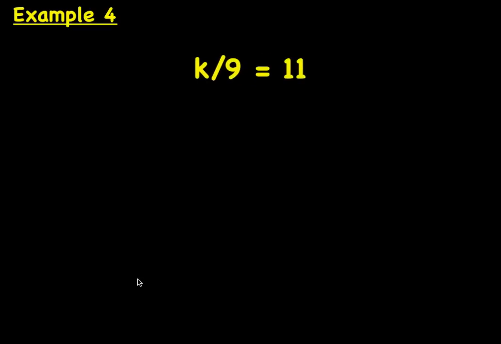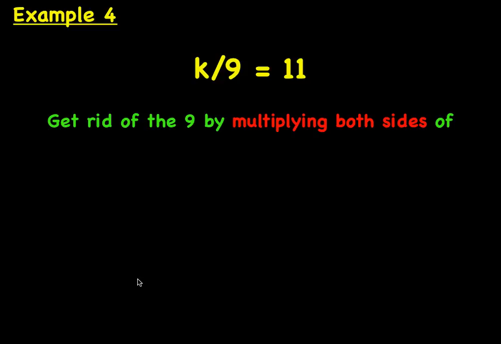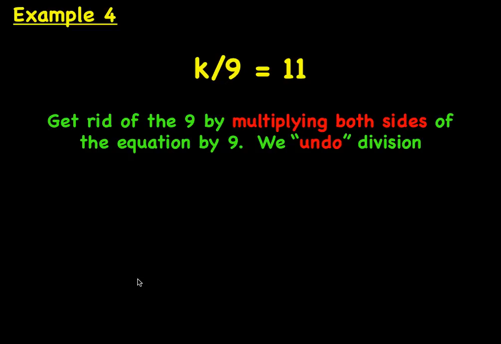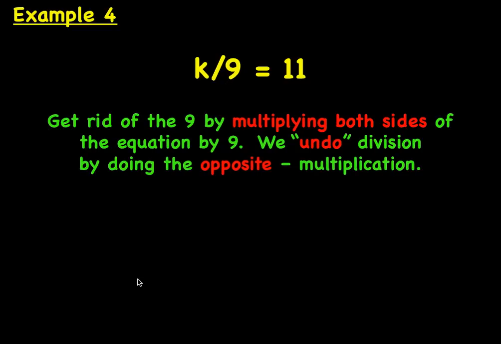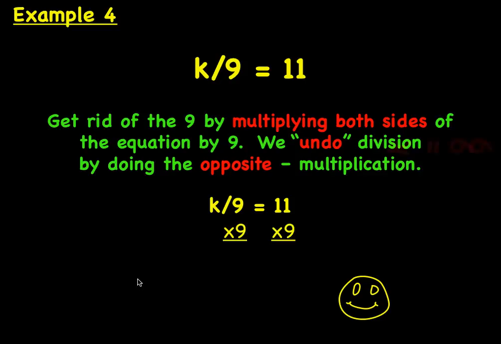Last example we have is going to be a division example. And this one is k divided by 9 equals 11. So how do we undo division? We multiply. We're trying to get k by itself, so we need to multiply both sides of the equation by 9, undoing the division by doing the opposite, which is multiplying. So k divided by 9 equals 11. We are going to multiply both sides by 9, and our answer is going to be k equals 99.